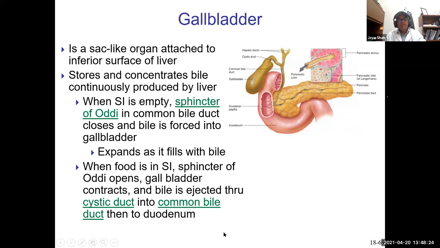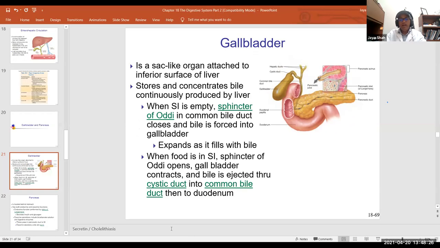Gallstone is common in females. So we call it 4Fs. Gallstone is common in females. And to remember, the predisposing factors of gallstone are 4Fs.